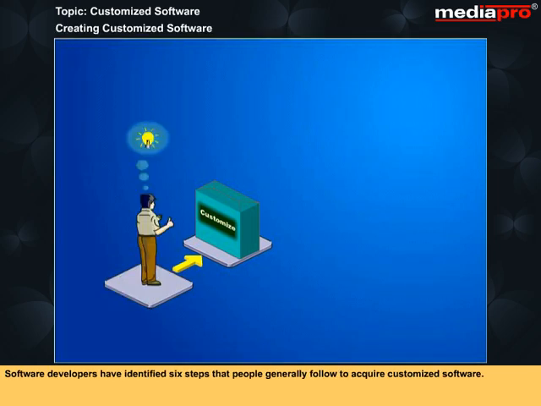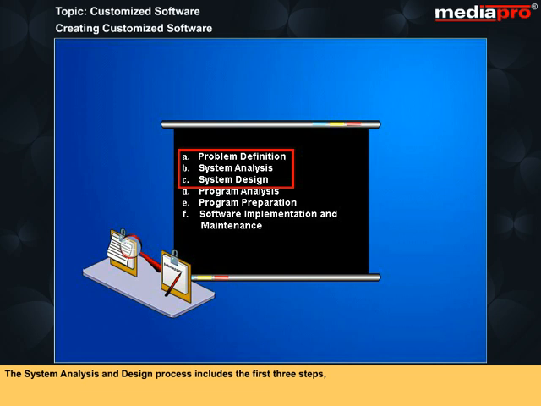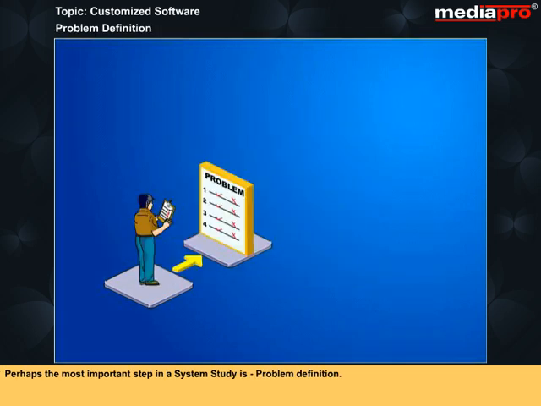Software developers have identified 6 steps that people generally follow to acquire customized software. These 6 steps are problem definition, system analysis, system design, program analysis, program preparation, software implementation and maintenance. The system analysis and design process includes the first 3 steps, while the last 3 steps are included in the programming process. Perhaps the most important step in a system study is problem definition.